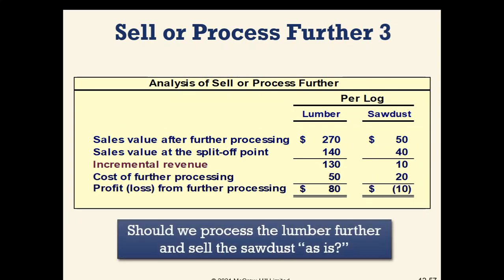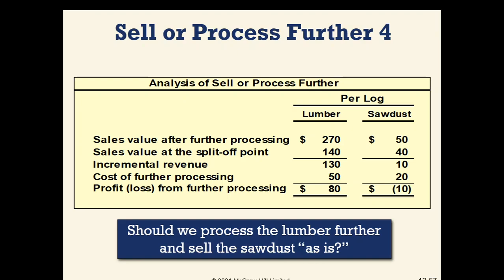So we're going to first look at the incremental analysis of the decision on whether to sell or process further. So for the lumber, our sales value after processing further is $270. Our sales value at the split off point is $140, giving an incremental revenue, or an increase in revenues, of $130. The cost of processing further is $50, and the profit amounts to $80 from further processing.